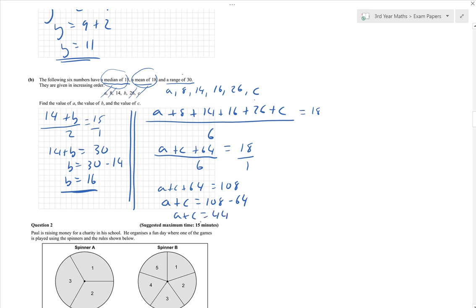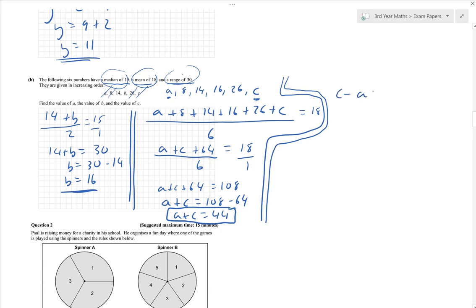So now we have got one equation with 2 unknowns. Let's see, can I create another equation with two unknowns? I'm going to use the range. And very easily, if I look here, highest minus lowest equals 30. C minus A equals 30. So now that I know that, and I also know that A plus C is equal to 44, I can use a simultaneous equation to solve this.